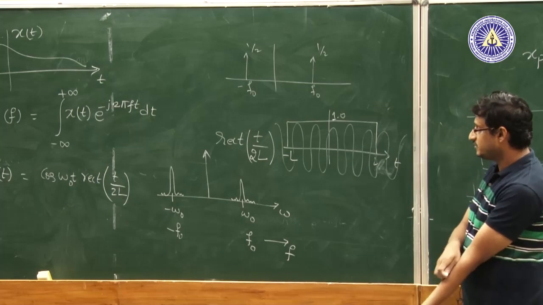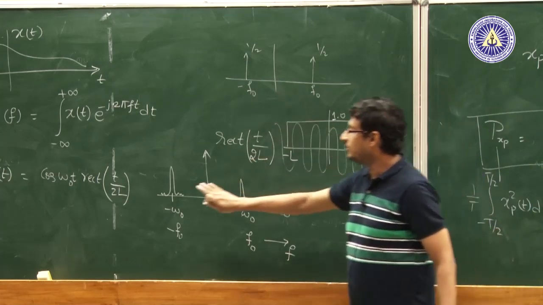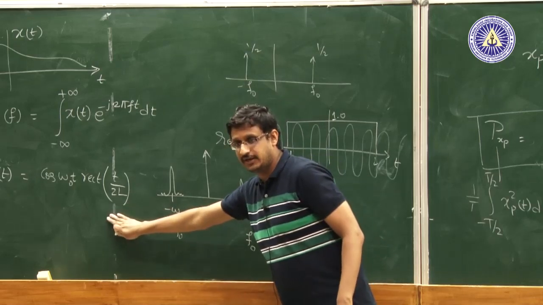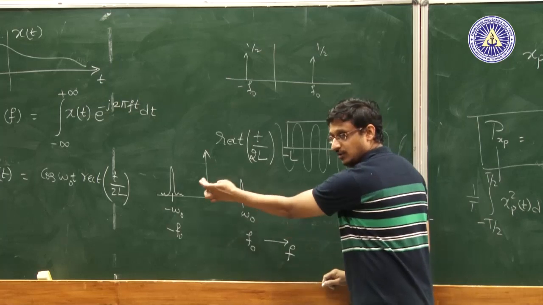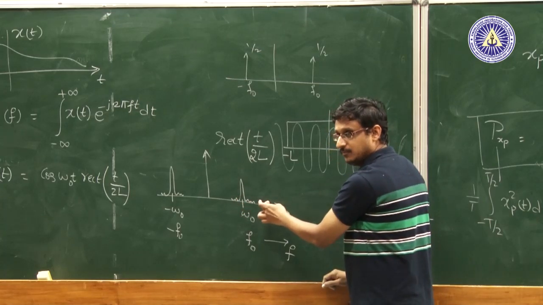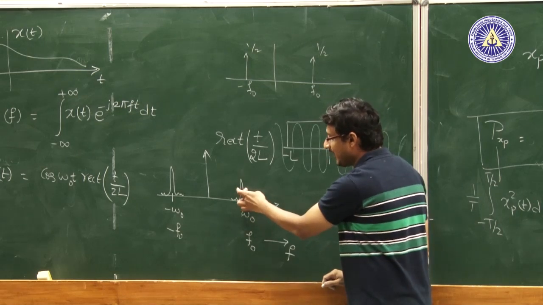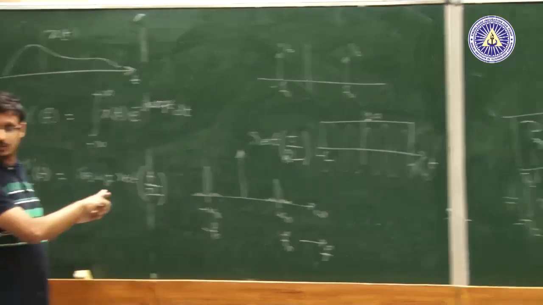What this is telling you is that this may be the ideal periodic signal, but when you look at the output of a function generator, a practical version of it, you will see not the two lines, but a smearing out of the spectrum. And this smearing out can be reduced provided L is made to increase.